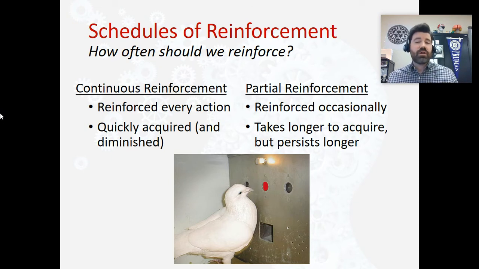So there's this other kind of schedule that we call partial reinforcement. The idea behind partial reinforcement is that you are only reinforced occasionally. Maybe it's every 5 times you do something, or maybe it's every 5 minutes that you do something. So let's look at this pigeon, for example. Maybe the pigeon isn't given a pellet of food every time it hits the red disc. Maybe it needs to peck at that red disc 5 times before it gets food.